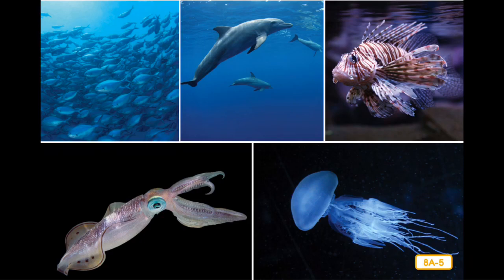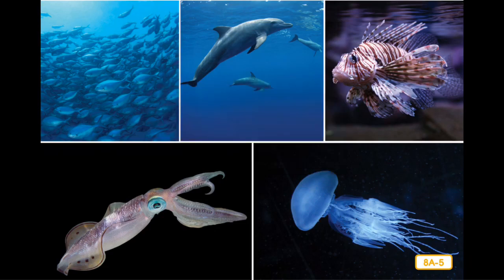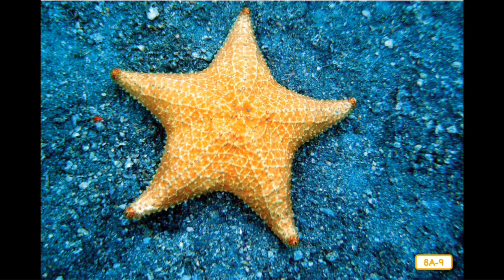Number 3. What are some of the ways that animals have adapted to the Pacific Ocean saltwater habitat? Pause and talk. There are animals with large mouths and sharp teeth to catch prey. Also, some animals have feelers to find food in the dark. There are also animals with special chemicals in their bodies to make light. What animal is this?